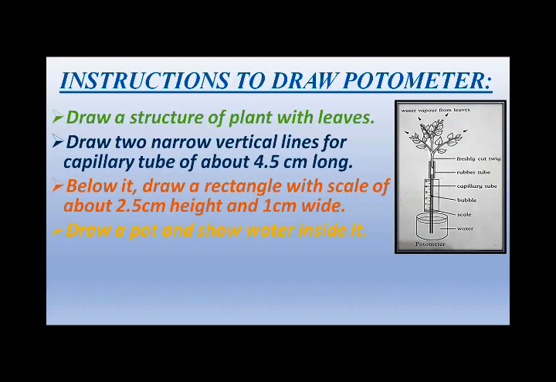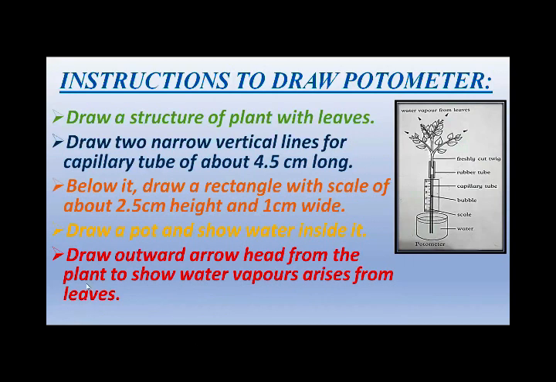Okay, the next one is draw a pot and show the water inside it. The next one is draw outward arrow heads from the plants to show water vapors arising from the leaf. So these are the outward arrow heads.